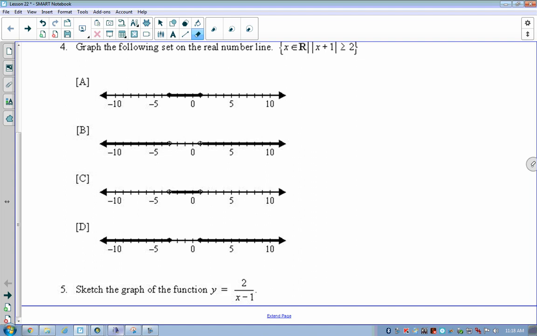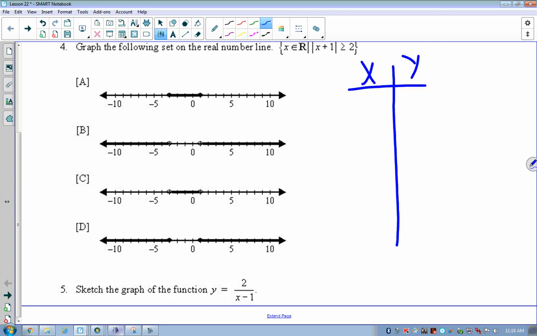Okay. All right. Question number 5, sketch the graph of the function y equals 2 over x minus 1. What you can do with this is do your x, y values. So if we do, let's say, -3, -2, -1, 0, 1, 2, 3, that's usually a pretty good extent to take it. If I had -3 minus 1, that would give me -4. What's 2 divided by -4? -1/2, right? If I did -2, that would give me -3, so -2/3.